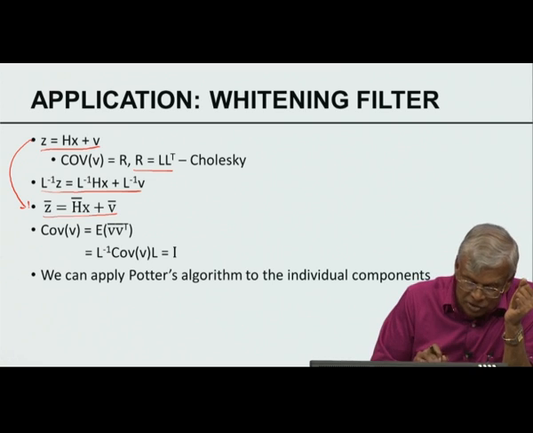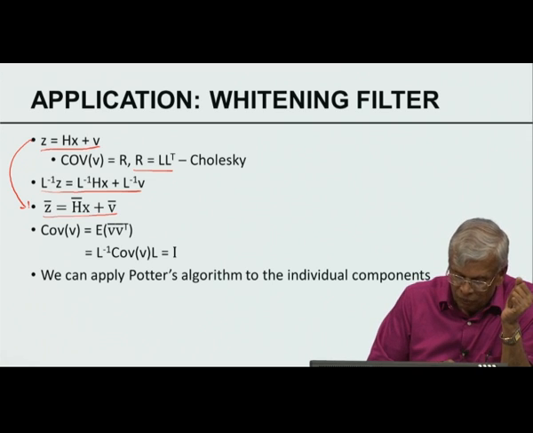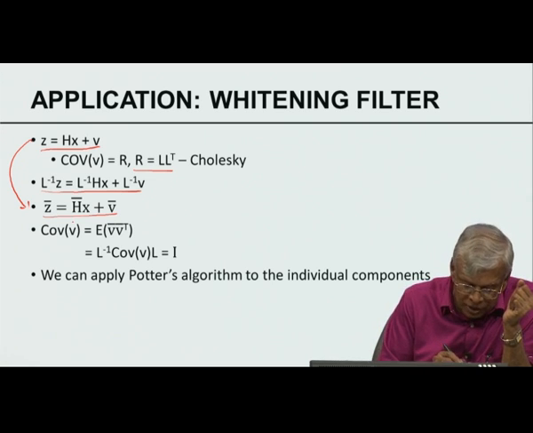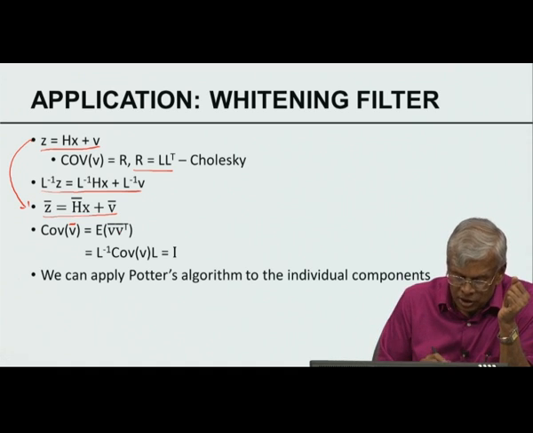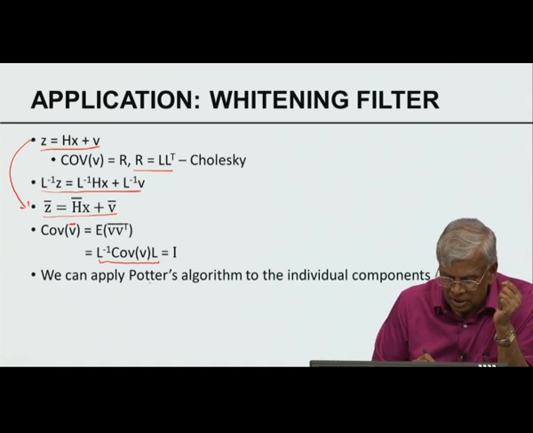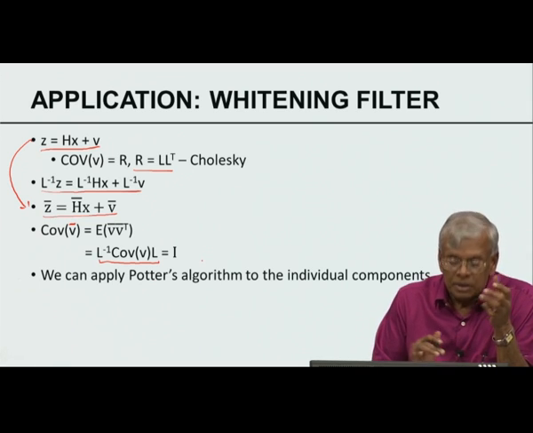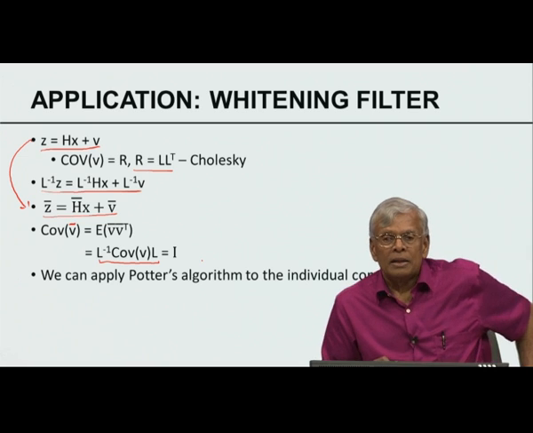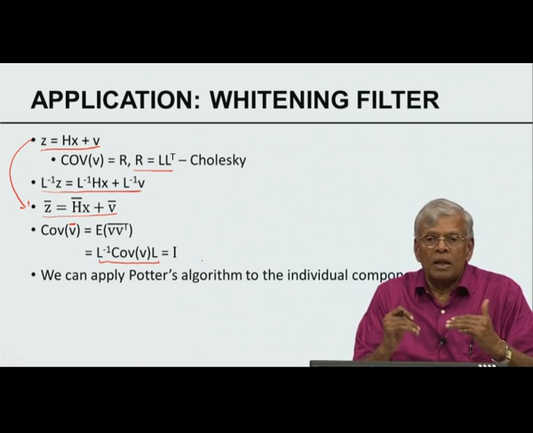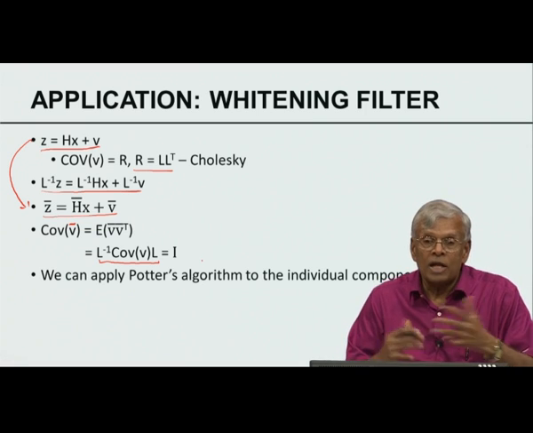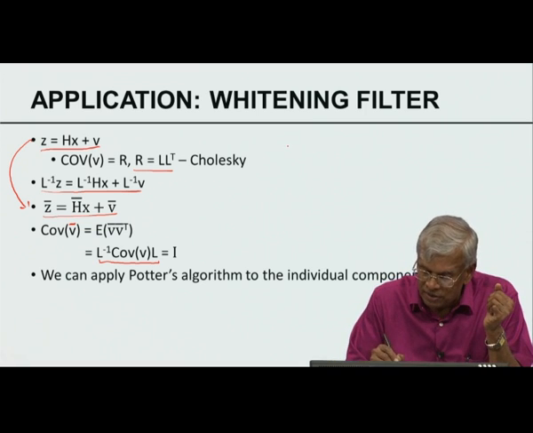And what is the point of this observation? The covariance of V bar, this must be V bar, is equal to the expected value of V bar times V bar transpose. That is equal to L inverse times the covariance of V times L inverse transpose, which is equal to I. So what does this mean? This essentially means the noise covariance is identity. If the noise covariance is identity, so what is it that we have?